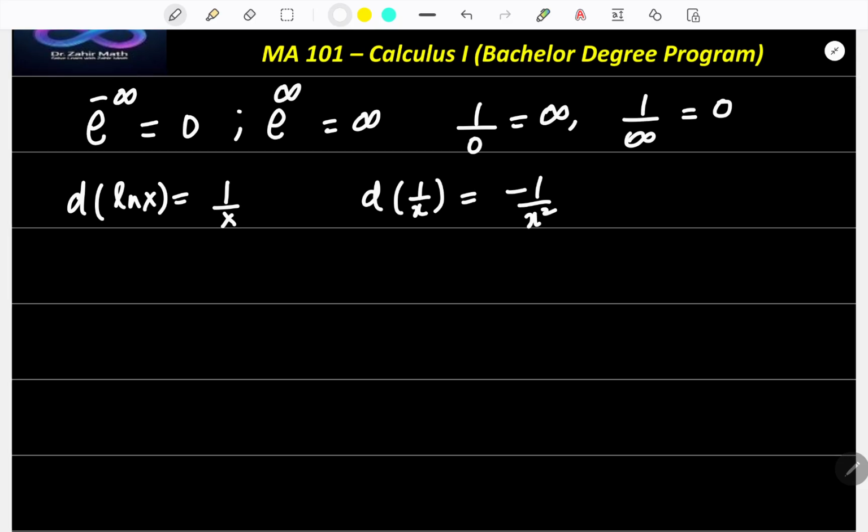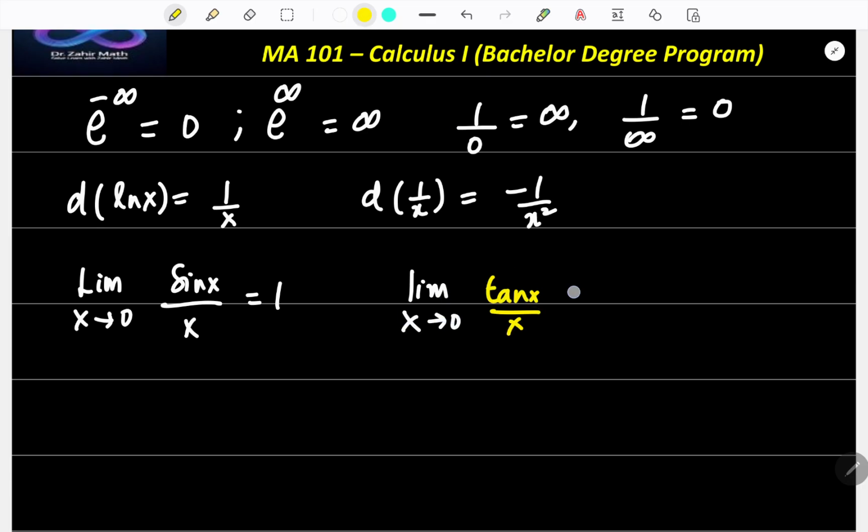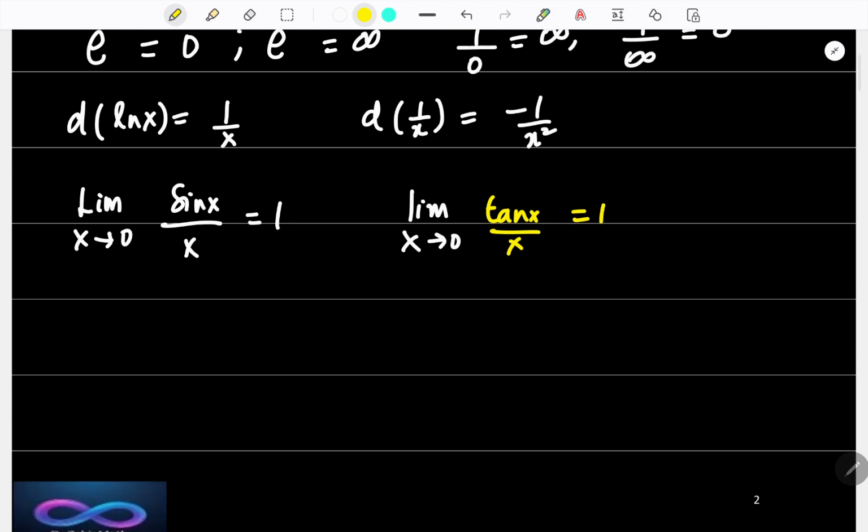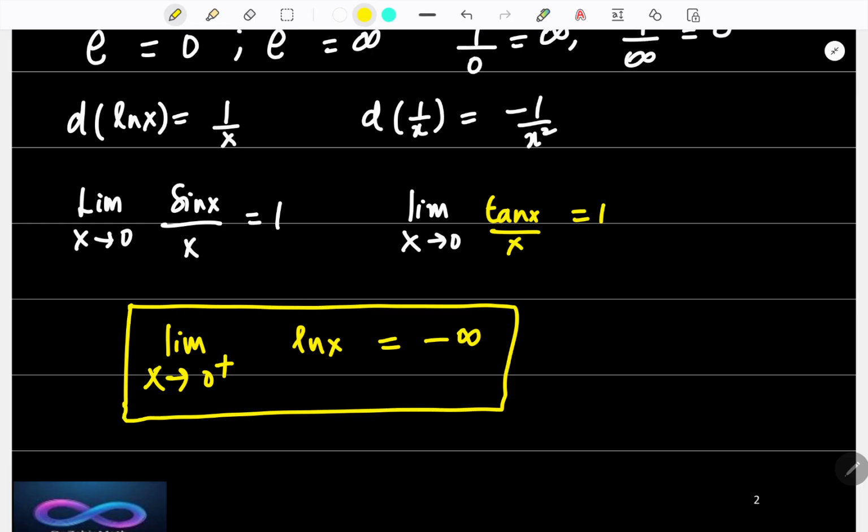And then one more thing which you studied in the limits at the beginning of module 1. Limit x tends to 0, sine x over x is equal to what? 1, right? And at the same time, limit x tends to 0, tan x over x is also equal to 1. And then one more very, very important rule: limit x tends to 0 plus ln x is equal to negative infinity. Keep this in your mind.